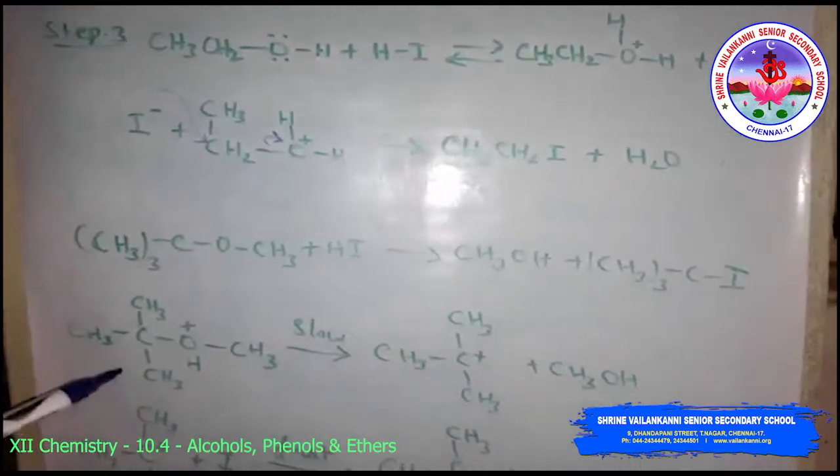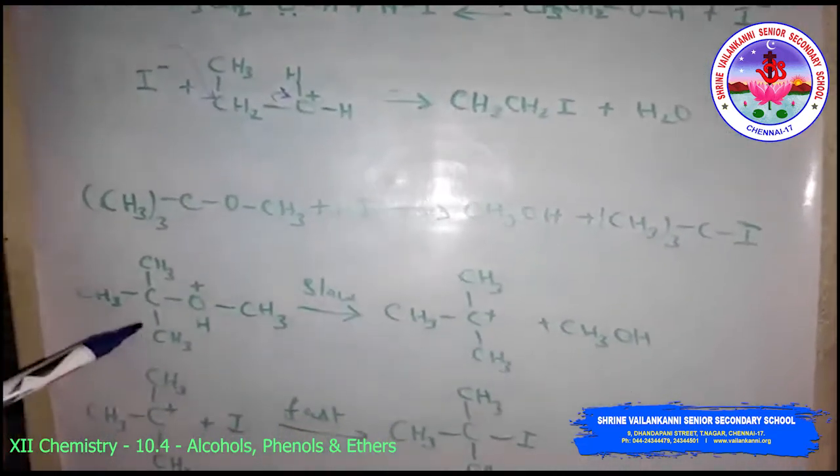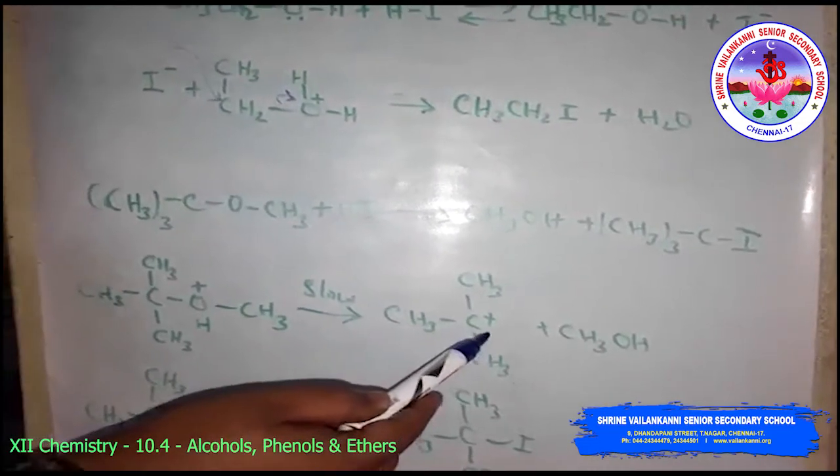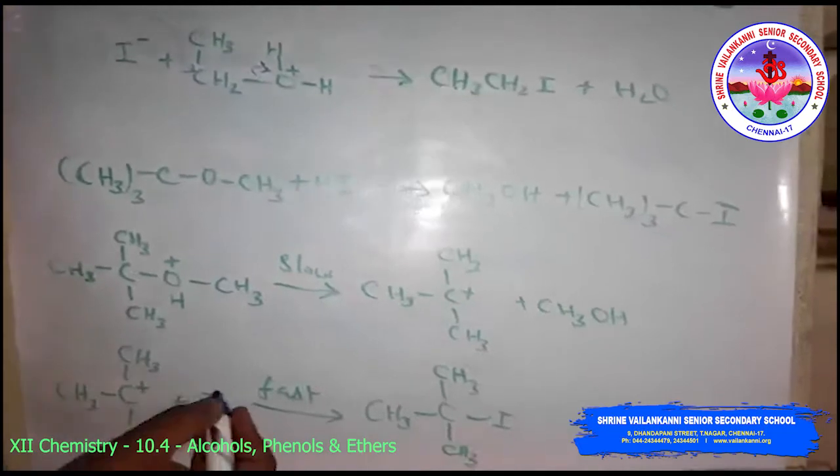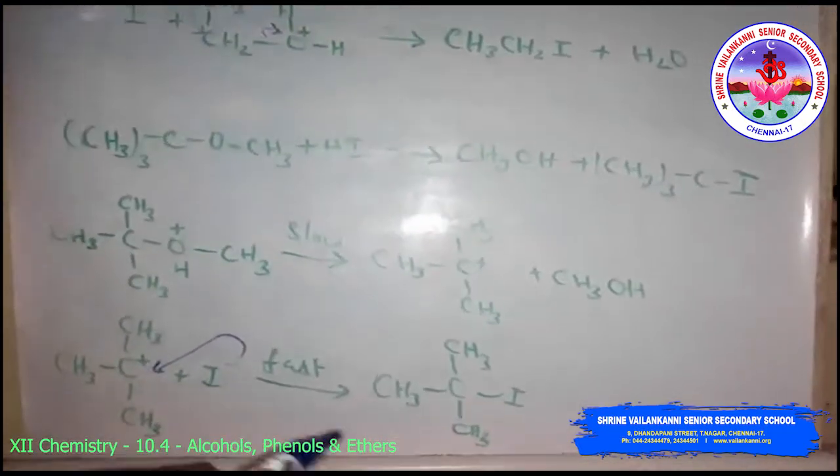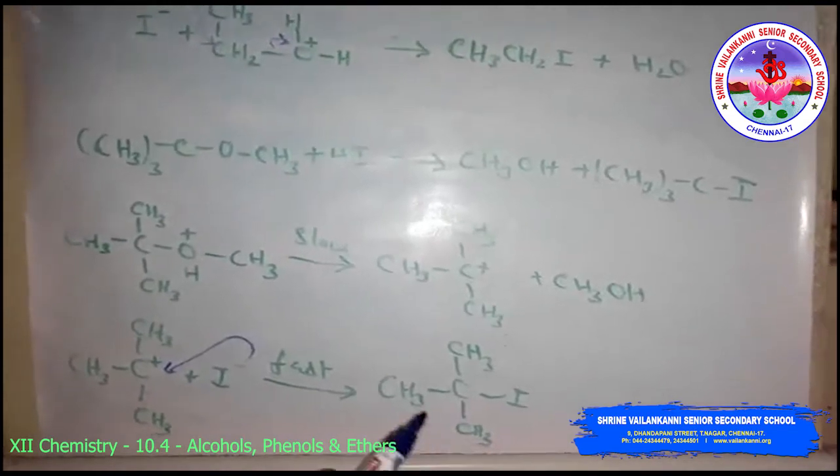Look at this. This follows the SN1 mechanism. The first step is a slow step, the formation of the carbocation here. The carbocation is again stabilized by the iodide ion, and then the tertiary alkyl halide is formed.